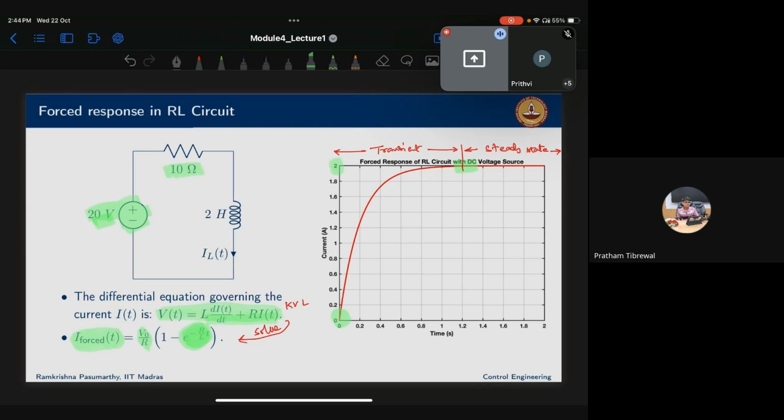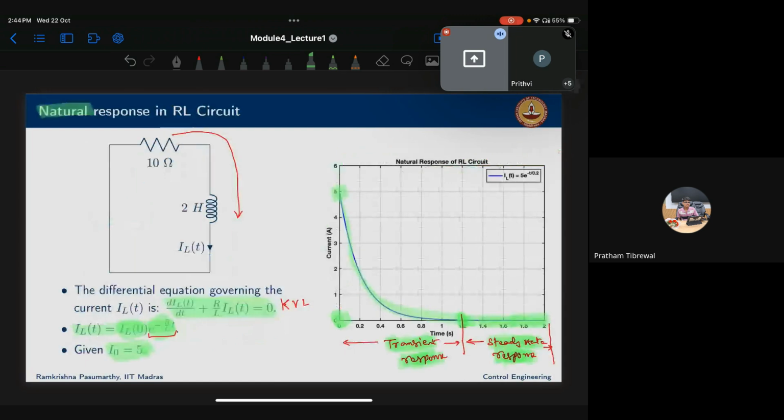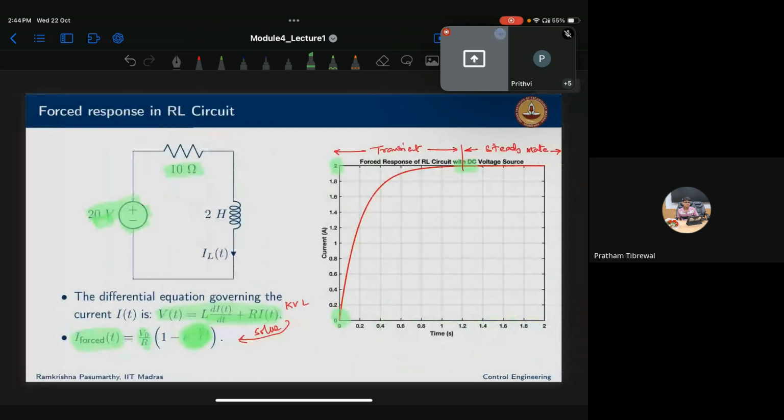Okay, the final response is going to be 2. So that is the forced response. You see the natural response is reducing, whereas the forced response is increasing. And again at 1.2, if you see, the response is almost increasing. From 1.2 onwards, the response is constant.